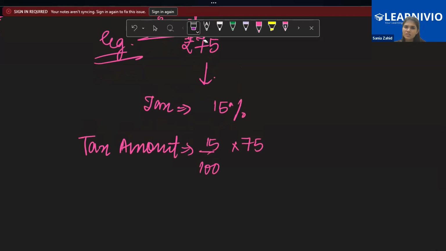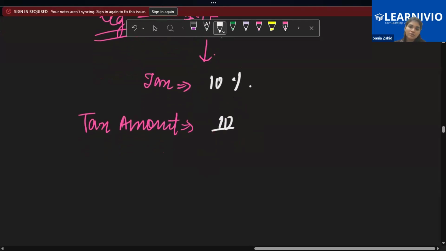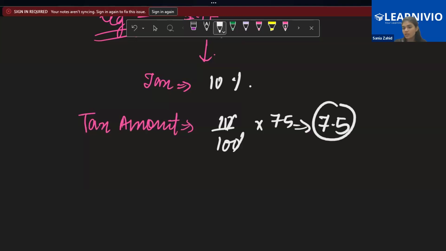Wait, 15% is a lot of tax. Let's reduce the tax. Let's just do 10%. So our answer will be 80. 10% of 75, you get 7.5 value, right?